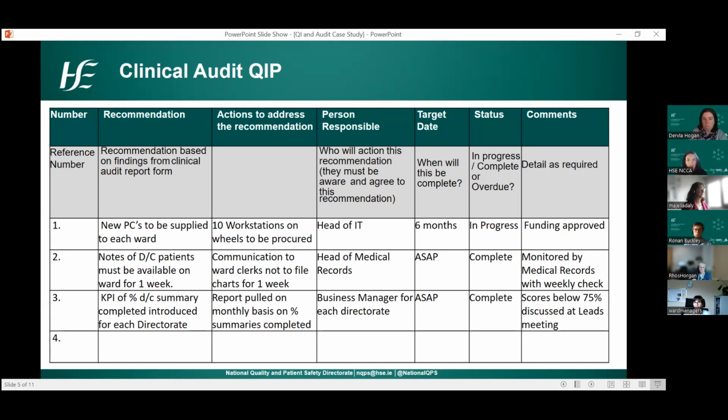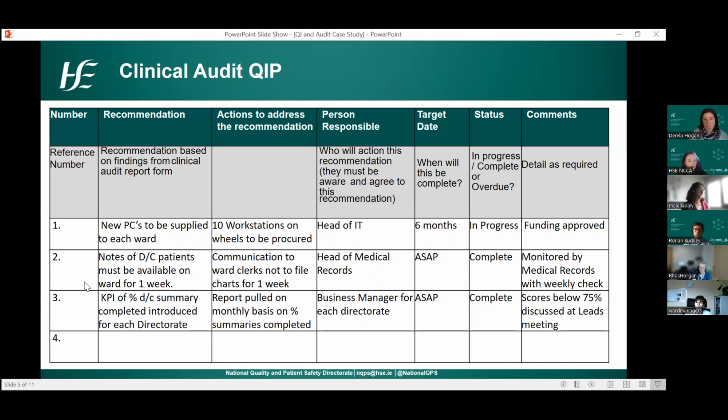And then because the discharge summaries are electronic, a KPI of discharge summaries completed can be pulled off pretty easily. So that's been introduced for each directorate. The report will be pulled off on a monthly basis on percentage of summaries completed within the 1 week by the business manager, and that has started already. And any scores below 75% is discussed at the directorate leads meeting, and comment is required as to why the score is still below 75%.